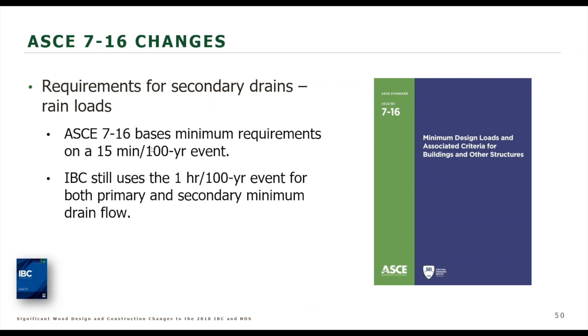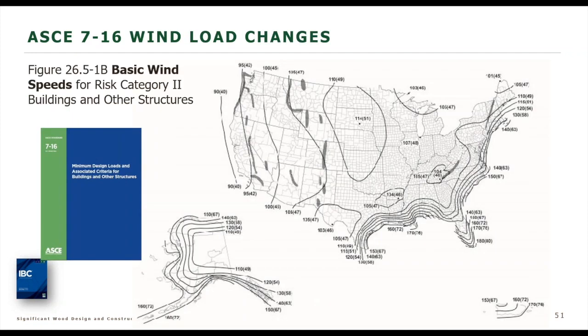In ASCE 7-16, for that secondary drain, it's based on a 15-minute and 100-year event. In the IBC, it's based on, for both the primary and secondary, a 1-hour and 100-year event. So we want to make sure we're in line with the code official. We want to make sure we're in line with the architect, so that we have some agreement on what the criteria is for that secondary roof drain.